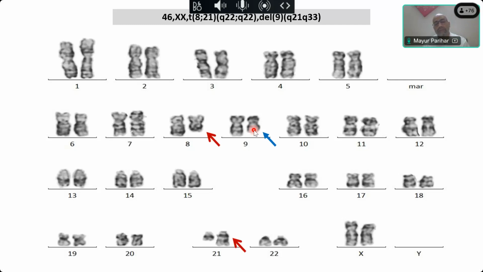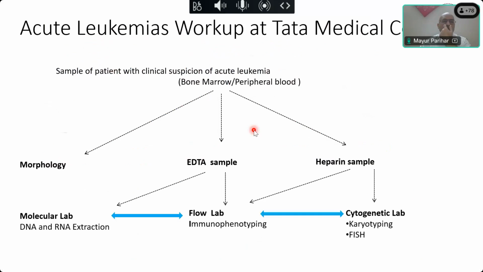done serially, because the 8;21 translocation occurs at a stem cell level, and that is why you need to quantify the transcripts serially, and then you have to look for a trend before you actually take an action based on the molecular tests or the reports that come in.